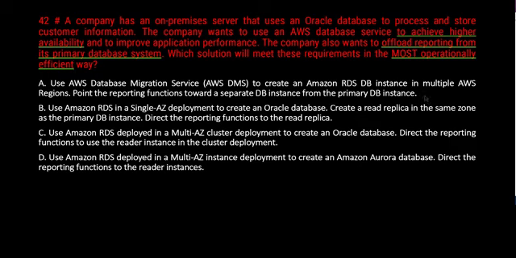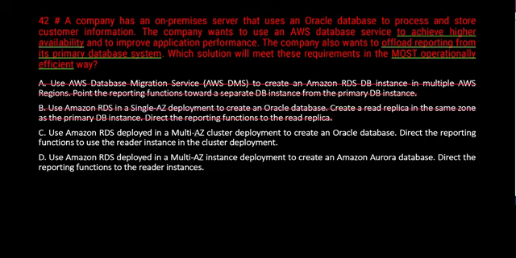So we can ignore the DMS. This is the Data Migration Service. We are not talking about migrating the data here at all. They are saying use that to create RDS DB instances in multiple AWS regions and point the reporting functions toward them. No, we don't want to do that, because there is no mention of high availability here, and this is talking about single-AZ, which doesn't provide us the higher availability. So let's cross that out.